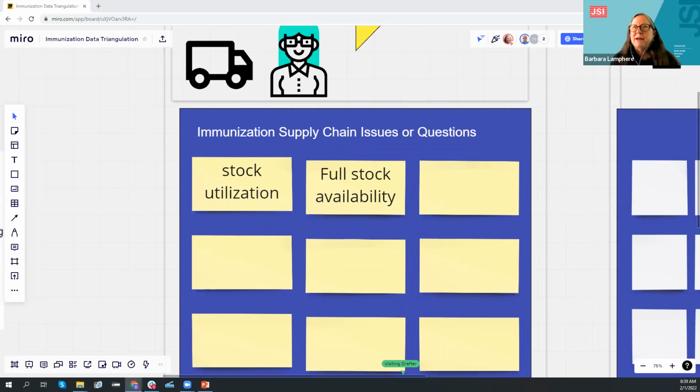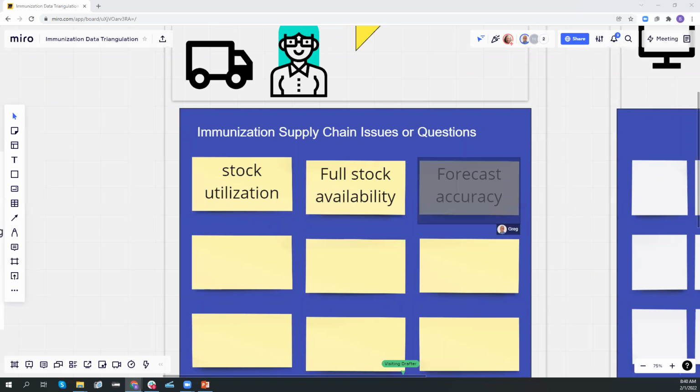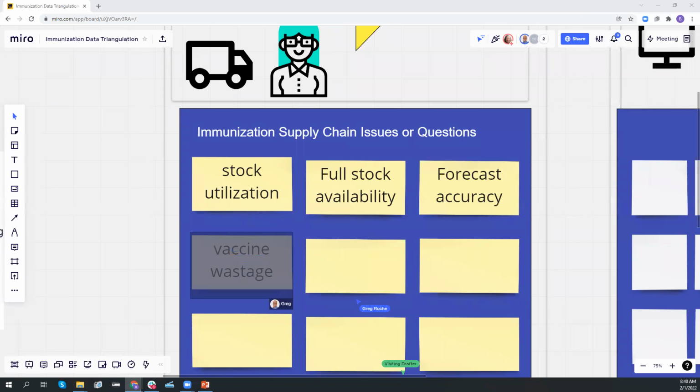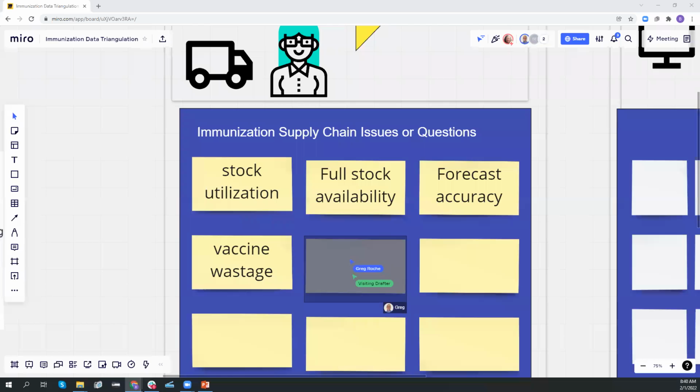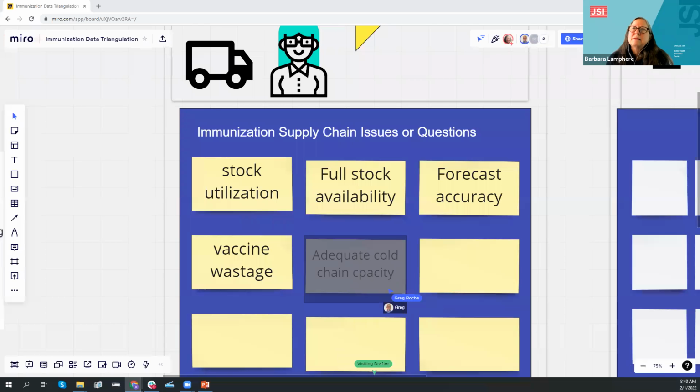So, let's see what we're getting here. So far, stock utilization and full stock availability have been offered as issues. Okay, let's see what else comes in as well. So think about, what are you going to be able to investigate through data triangulation? Yeah, I'm seeing vaccine wastage. I think that's an interesting one. For example, you could ask the question, why are we seeing negative vaccine wastage, right? Exactly.